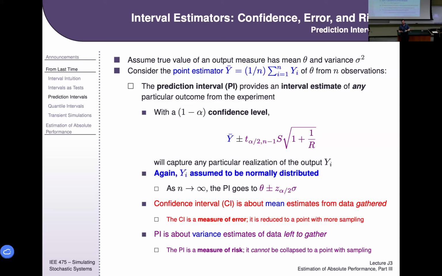That's the prediction interval. So we have the confidence interval and the prediction interval, 2 important intervals I want you to know.